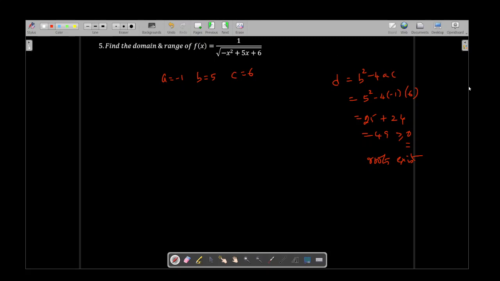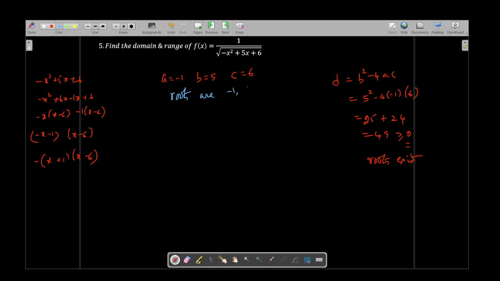If roots exist, what are the roots? The expression is -x² + 5x + 6, which is -x² + 6x - x + 6. Taking x common, we get x - 6, minus 1 of x - 6. So we get -(x - 1)... that is, -(x + 1)(x - 6). Take minus common, you'll get (x + 1) and (x - 6). So the roots are -1 and +6. So this I can write as 1 by square root of (-(x + 1)(x - 6)).